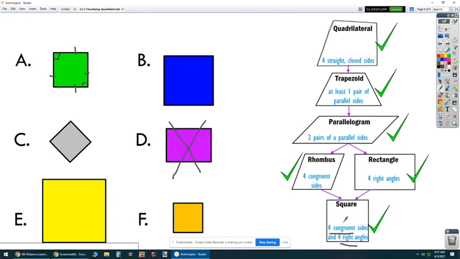So that's a little bit about classifying quadrilaterals. Remember, if you find an item, find its most specific name, it's that shape, and it's everything above it in our chart. So I hope that helps you classify quadrilateral types.